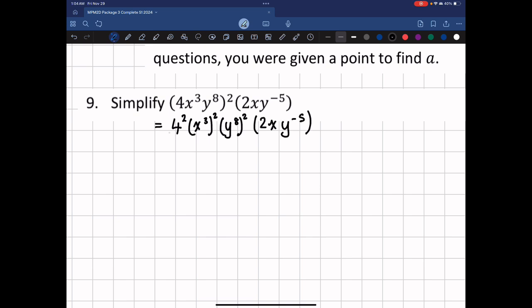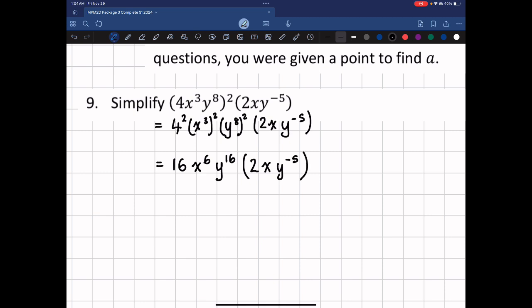Okay? And then let's simplify these exponents as well. So we have 4 squared. That simplifies to 8? No, it does not. That's not 8, Mrs. Hooker. 16. x cubed squared. So raise a power to a power, multiply. So 3 times 2 is 6. And then y to the 8 to the 2 is y to the 16. Then we have times 2x, y to the negative 5.